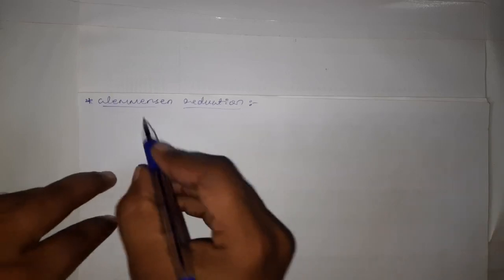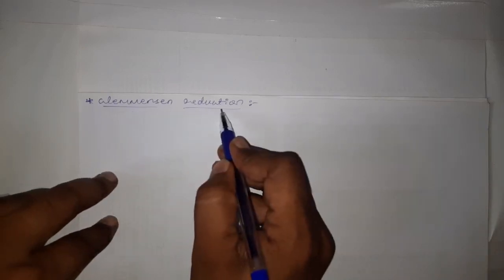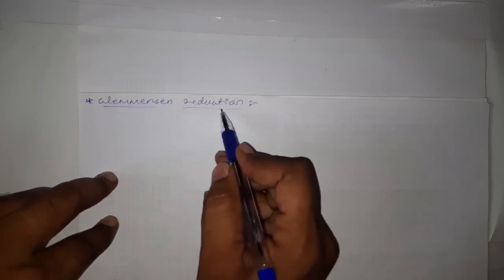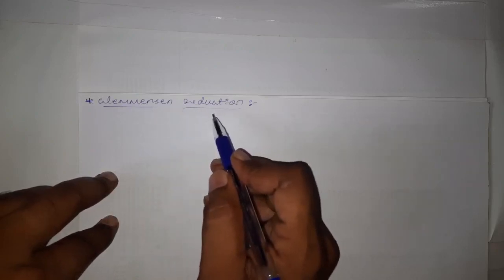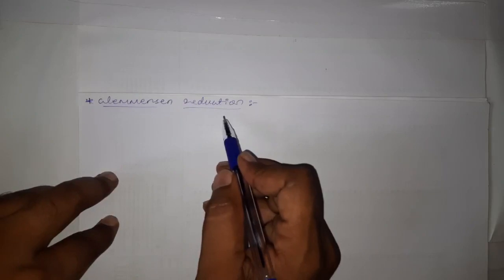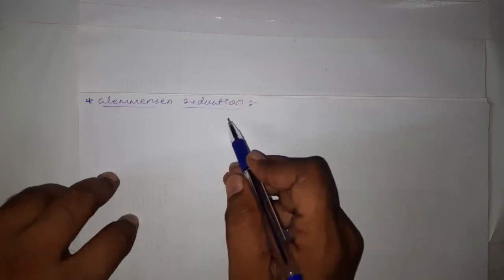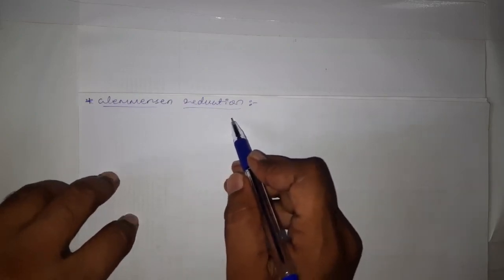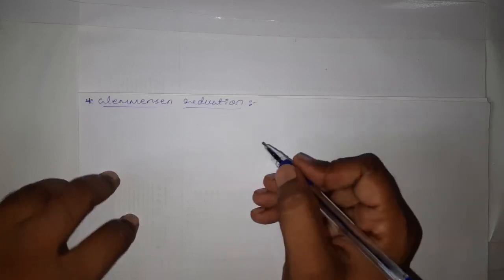Hello students, in this class we are going to discuss one more named reaction of aldehydes and ketones, that is Clemmensen reduction. This reaction involves the reduction of the carbonyl group, that is the C double bond O group of aldehydes and ketones, to the CH2 group.